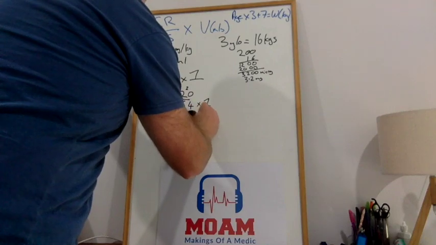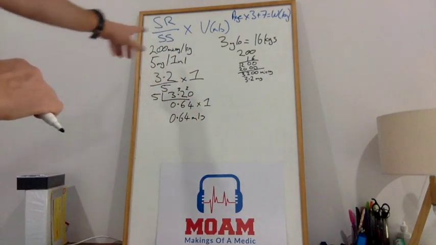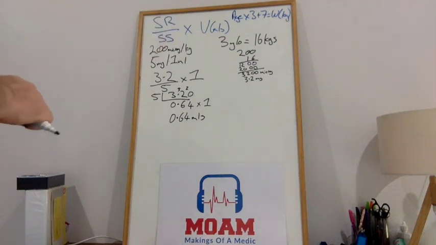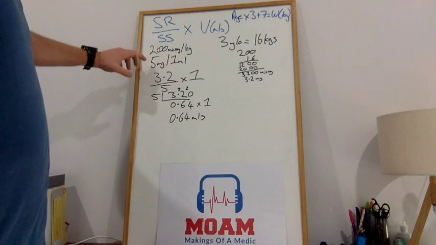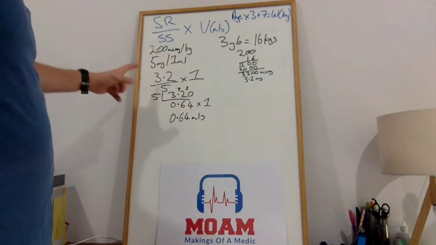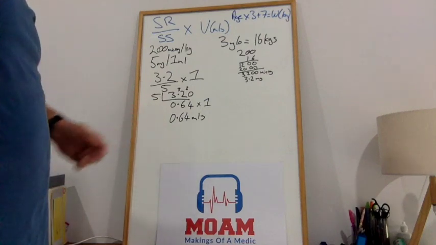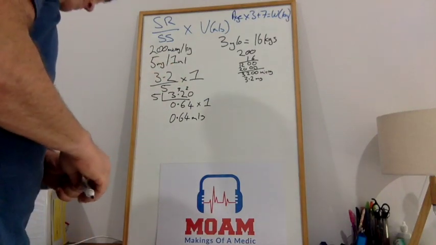0.64 mils is the answer that we get for how much midazolam we are going to give a 3-year-old, for example. And we can have a bit of a look at it too. We know that we've got 5 milligrams in 1 mil. We want 3.2, so it's a bit over a half. That's right. And 0.64 is a bit over half a mil. So pretty happy with that one as well.